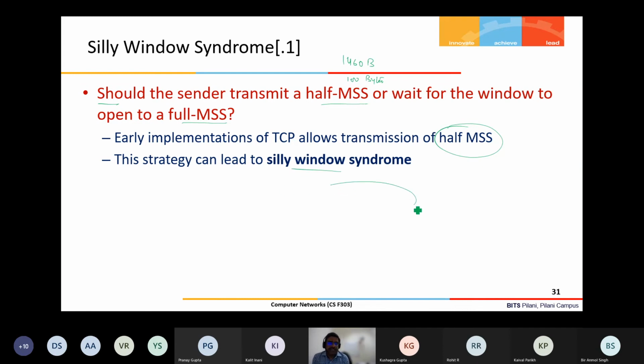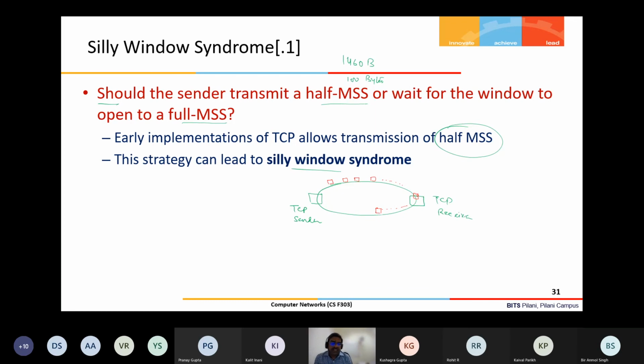So let us see what exactly happens. Let us say this is a TCP sender, and this is a TCP receiver. Now the sender is, let us say, sending small packets. Once a small packet is received by the receiver, the corresponding acknowledgement will come. It is acknowledging a small size packet only.